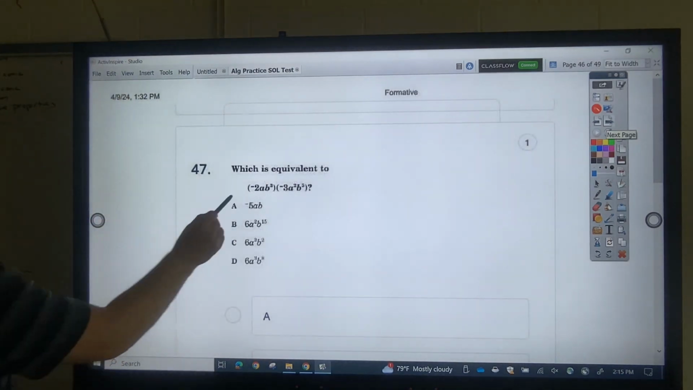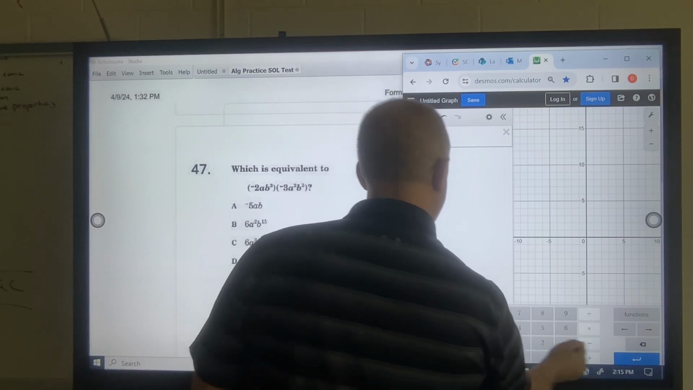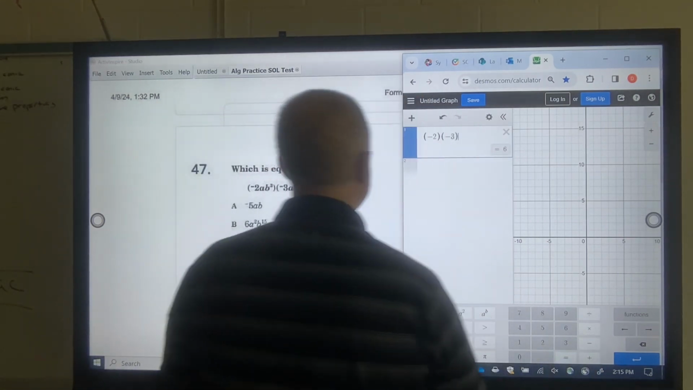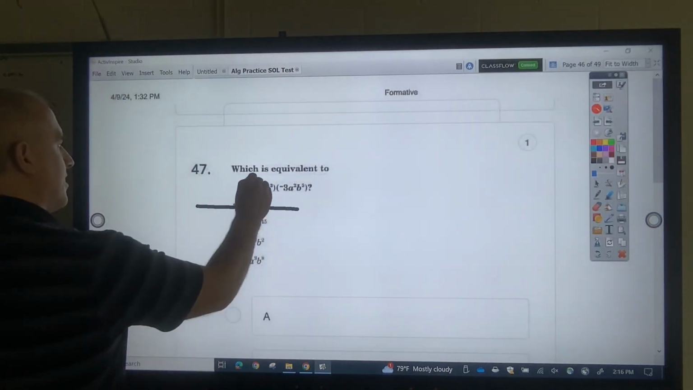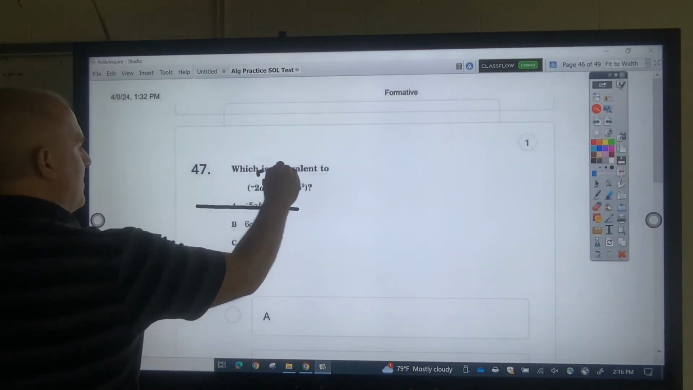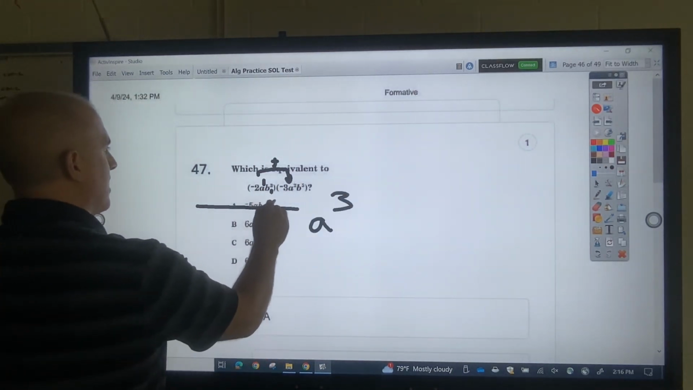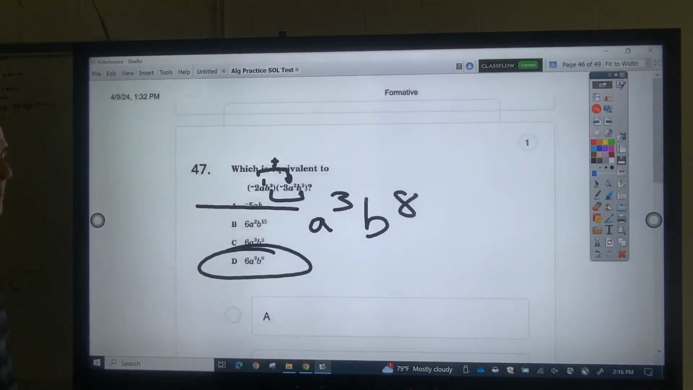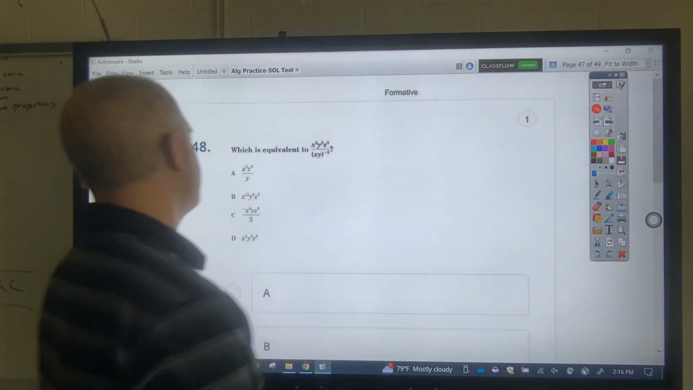What's equivalent to this? So first of all, what I would do is I would put in the numbers. Okay? Don't put in the exponents, just put in those coefficients, just like what they have there. And that tells me 6. So that's automatically no good. Okay, this exponent for A is 1. I'm adding these. Okay? So that's going to be A3. And if I add these B, it's B8. Okay? So this is the one that's the best example, 47. Okay? All right, 48's next.